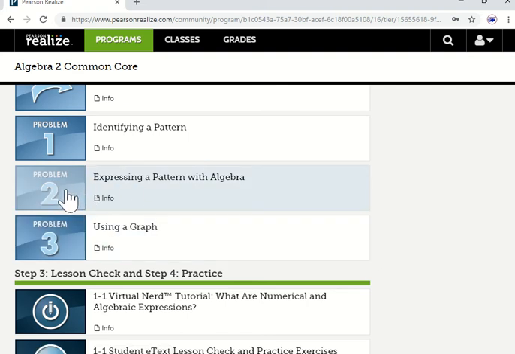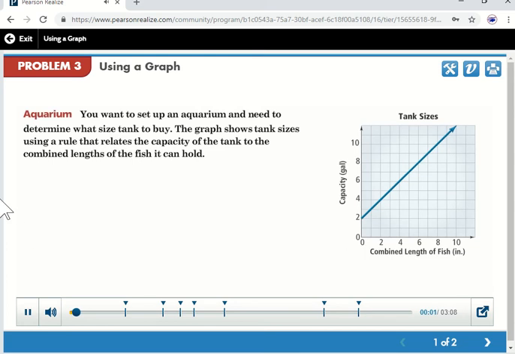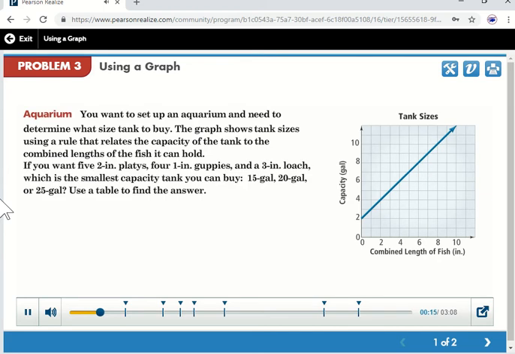So we did problem 2, I believe, right? And now we're on problem 3. In this problem, you will use a graph. An aquarium. You want to set up an aquarium and need to determine what size tank to buy. The graph shows tank sizes using a rule that relates the capacity of the tank to the combined lengths of the fish it can hold. If you want 5 2-inch platies, 4 1-inch guppies, and a 3-inch loach, which is the smallest capacity tank you can buy? 15-gallon, 20-gallon, or 25-gallon? Use the table to find the answer.